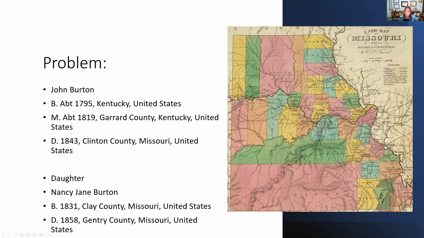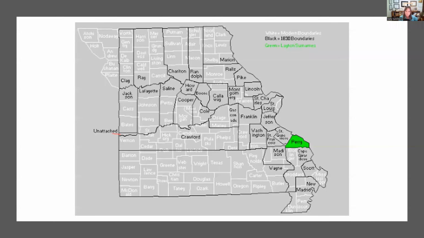But what I wanted you to know is, in reality, what happened is John bought a farm and a lot of property around the farm and lived in one place once he arrived in Missouri. So he never moved. So how do we have him dying and his daughter being born and dying in different counties? Well, this is how it happened.